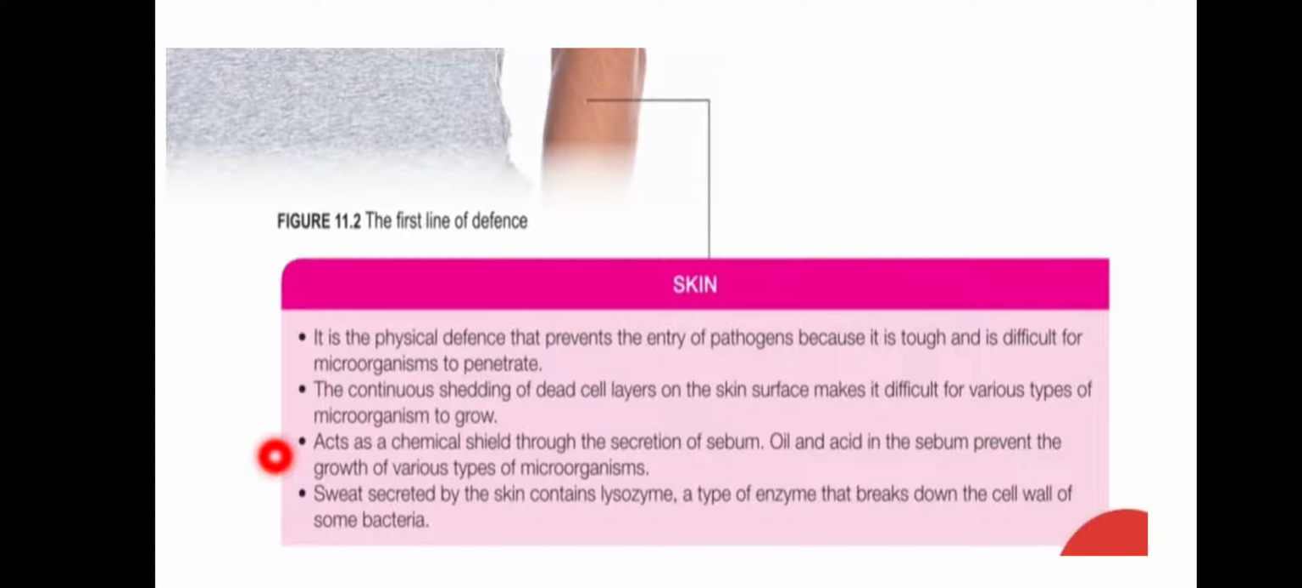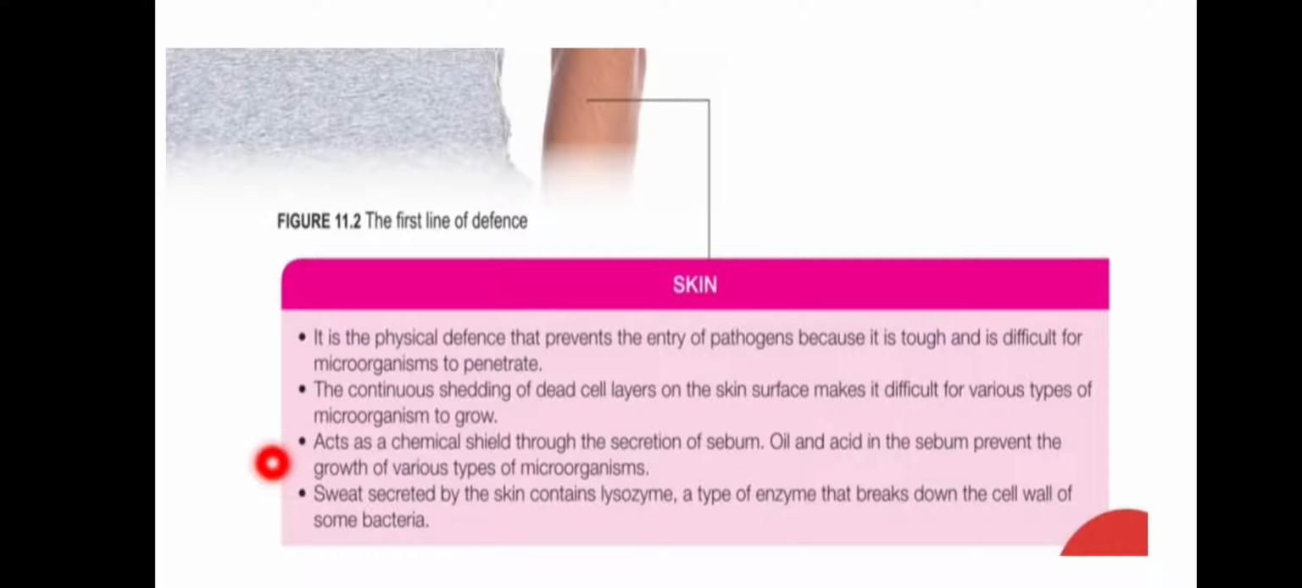Okay, act as a chemical shield through the secretions of sebum. So our skin also secretes sebum. Sebum ini adalah oily substance. Oil and acid in the sebum prevent the growth of various types of microorganism.